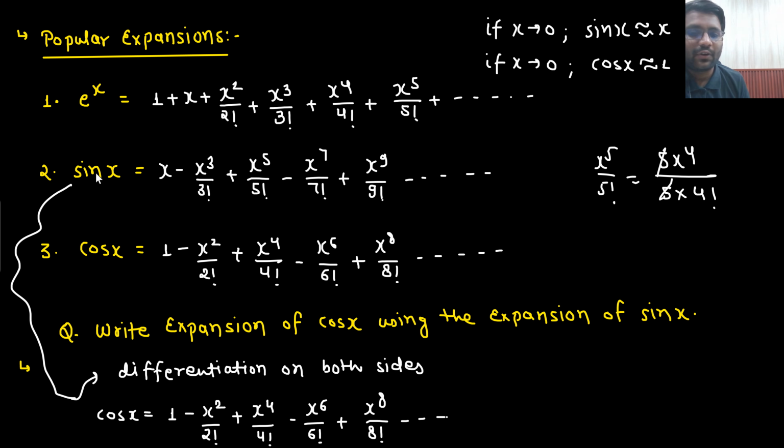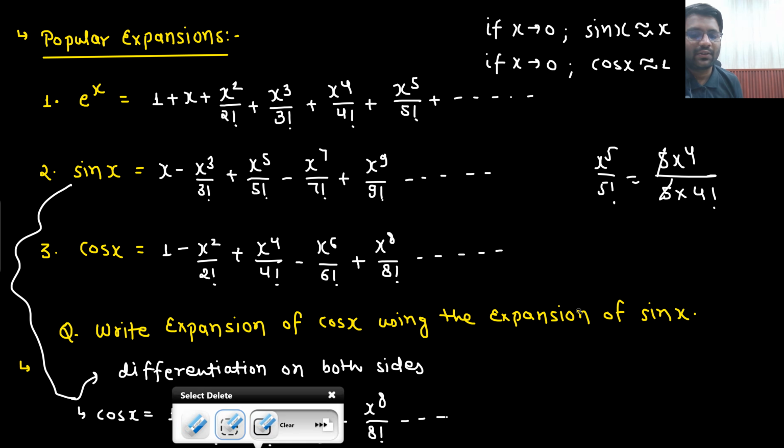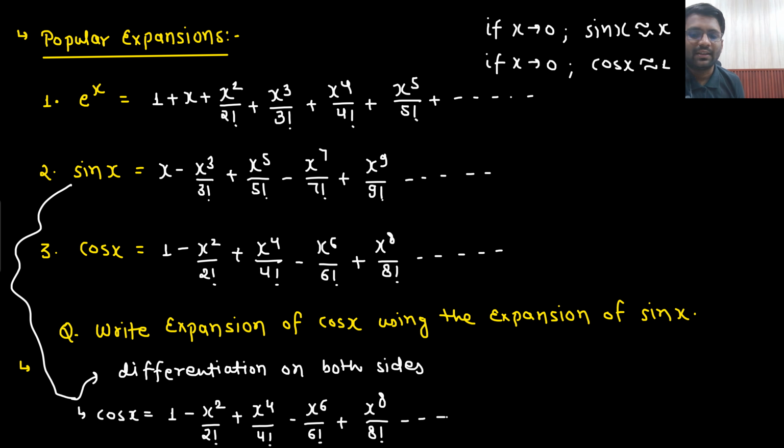Using the expansion of sin x, I have written down the expansion of cos x. Is it understandable to you? Very easily I have written it down. So if we have one expansion, we can write down the other expansion as well. Now it's not that, sir, I will only remember the expansion of sin x in the examinations, and whenever I need cos x, I will just simply derive it.